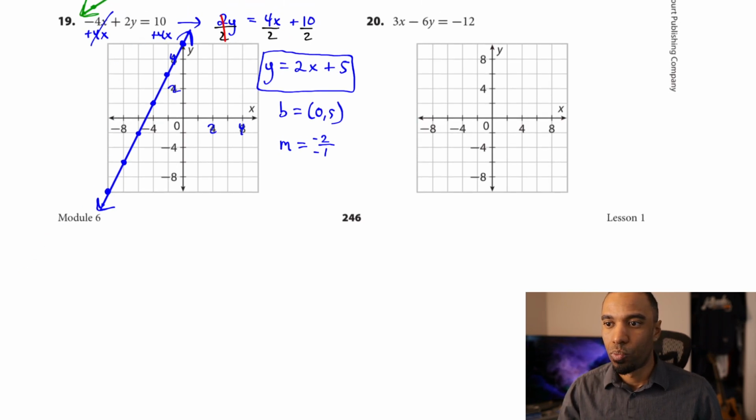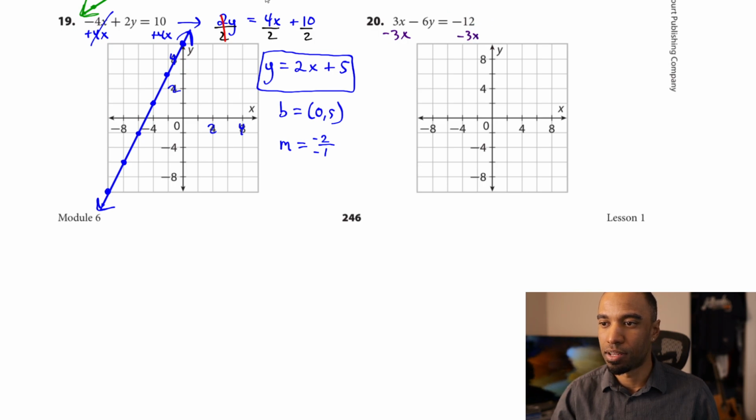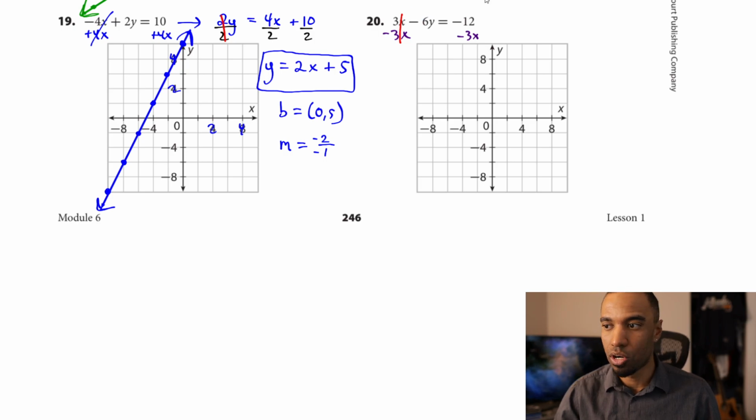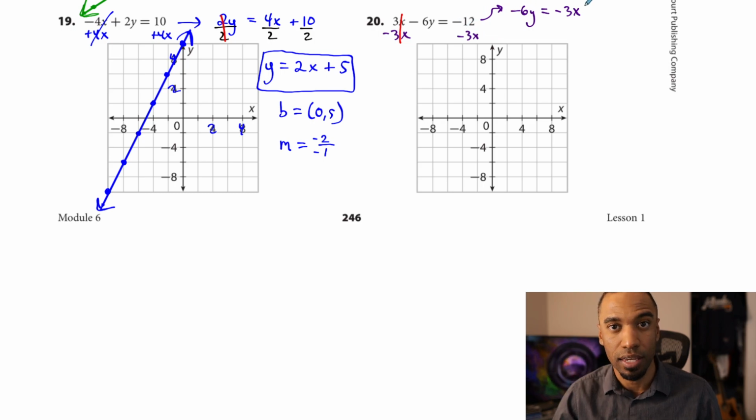All right, number 20. Same thing, not yet in slope-intercept form. Let's get it in there. Let's subtract 3x from both sides, and be very careful on a couple fronts here involving the negative 6y. Don't just turn it into a 6y. It's still negative. I have a negative 6y equals. Now there's a negative 3x I want to write first here, and don't write plus 12. Notice the 12 is negative. We will be subtracting 12 as well.